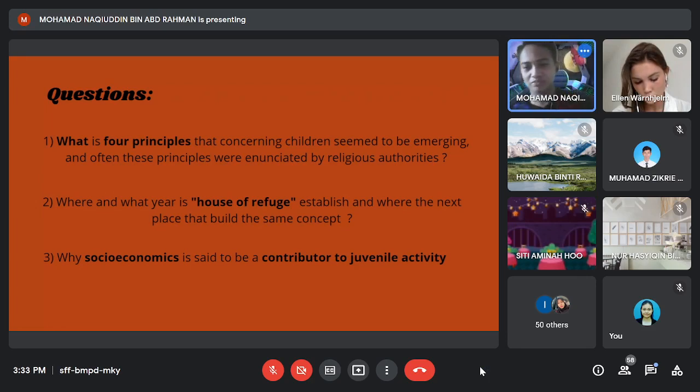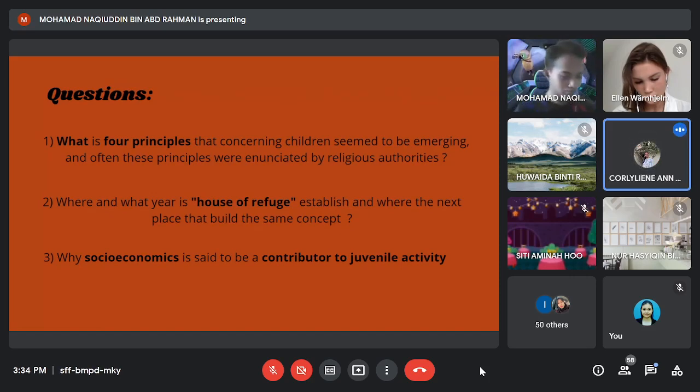Jawapan yang senang juga. Okay. Dah terangkan tadi, bentangan tadi. Boleh try kah? Boleh. Can I try? Where and what year was the House of Refuge established and where was the next place that built the same concept? Where? The New York City in 1825. Right. Yes. So next, the next place that built the same concept is at Boston and Philadelphia. Yes. True.